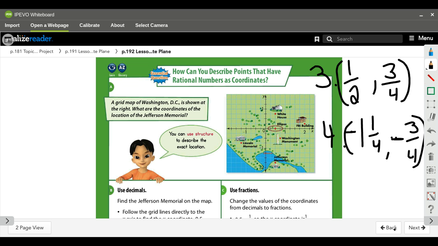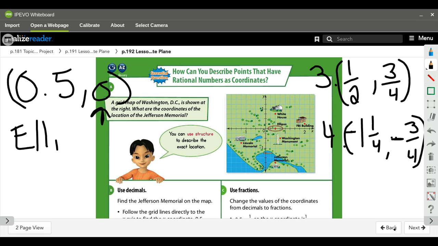Okay. 5 and 6 are asking to locate the landmark for each ordered pair. So the first ordered pair that I have is 1/2 and 0. Because I have a 0 for my y value, that tells me I'm going to be on the x-axis, because I'm not going up or down with my value. So I start at my origin, and both coordinates are going to be positive. 0 is a neutral number, so it's going to be over in this area because x is positive. So I'm going to go over 1, 2. So I went over 1/2, and then I don't go up or down anything. So the landmark that is going to be at that location is going to be the ellipse.